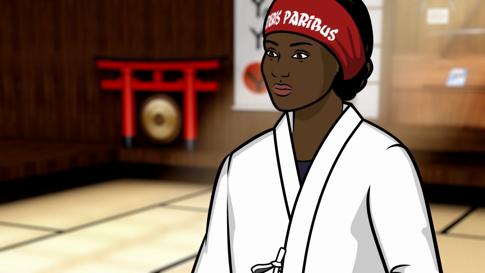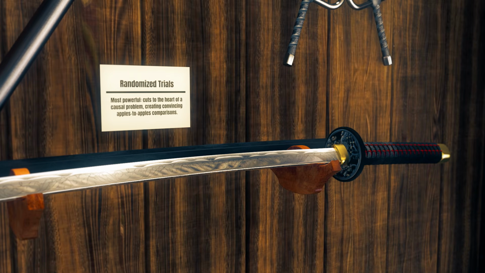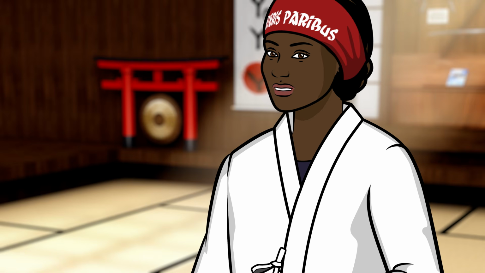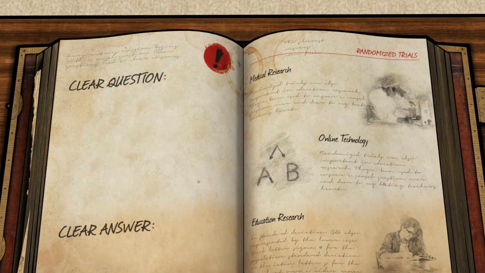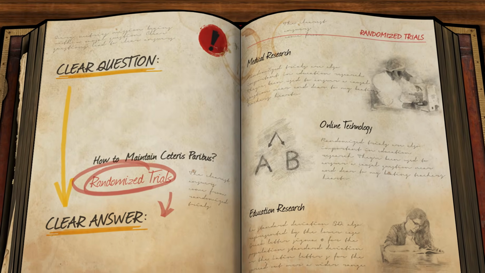We begin with our most powerful and costliest weapon, randomized trials. Every metrics mission begins with a causal question. Clear questions lead to clear answers. The clearest answers come from randomized trials. Let's see how and why randomized trials provide especially convincing answers to causal questions.